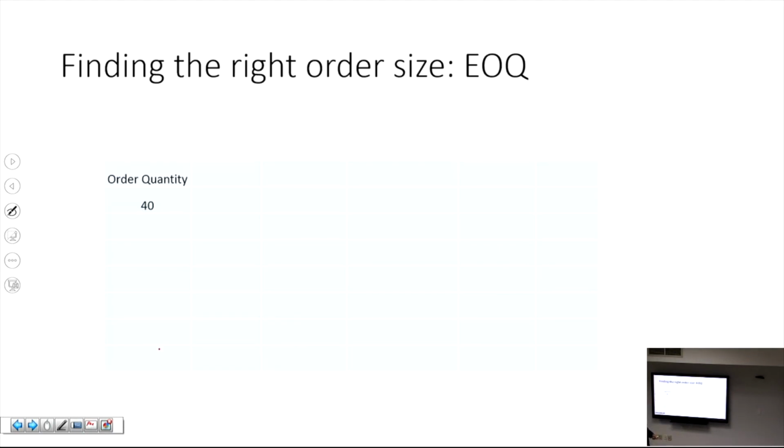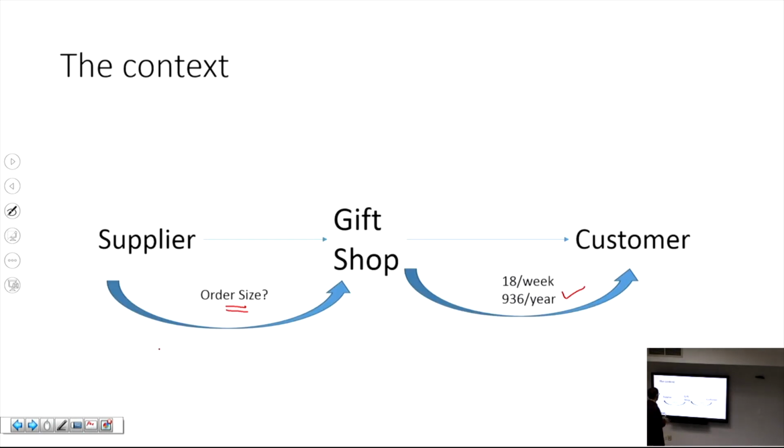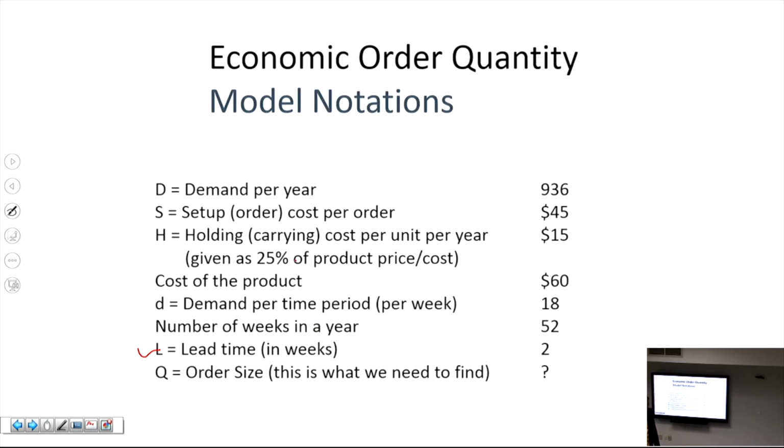So there is no guidance to get started on what the order size should be. For no particular reason, I'm going to start with an order size of 40 units. What this means is every time the gift shop places an order with the supplier, they ask for 40 units every time the order is placed, okay? So let's get started with that number.